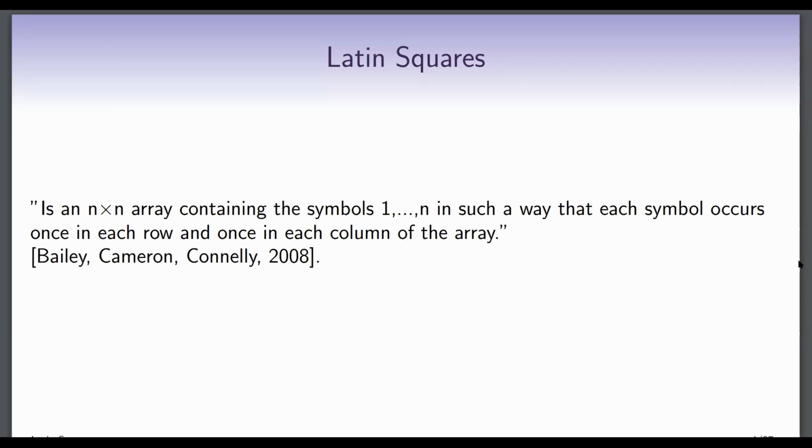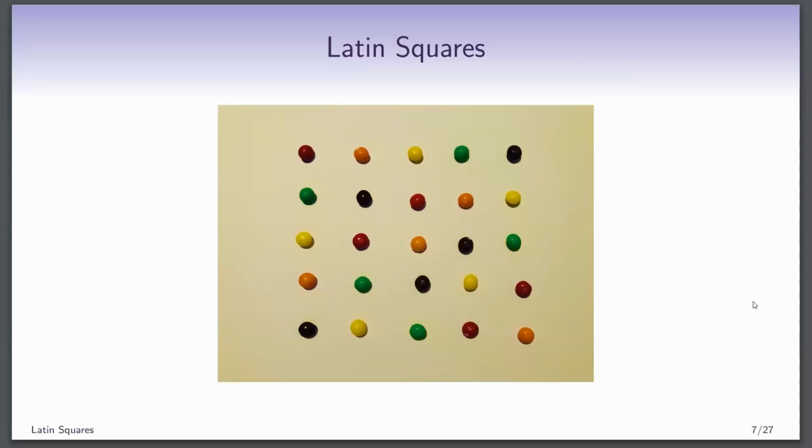A Latin square can be defined as an n by n array containing the symbols 1 through n in such a way that each symbol occurs once in each row and once in each column of the array. Simply put, a Latin square can be as shown on the screen in Skittles, where every color is going to show up exactly once in each column and each row.